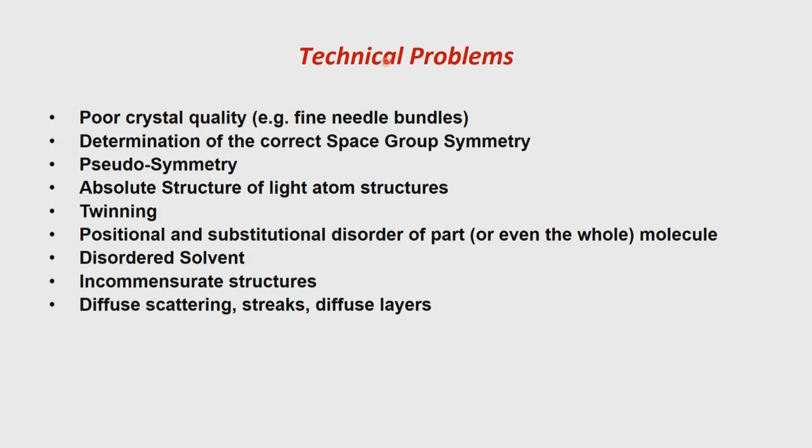So, this is one of the technical problems one would come across, and when we collect data on a very poor quality crystal, it may be misleading and it may not give us the correct structure. The second one, as we have always been stressing, is determination of the correct space group symmetry. Now, if we have a wrong space group symmetry identified, then the structure determination will run into serious technical problems.